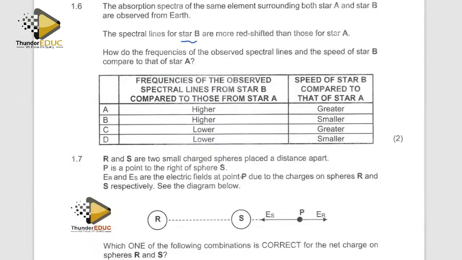The spectral lines from star B are more redshifted than those of star A. So how do the frequencies compare? With 1.6, I'll go with C, because the frequencies observed from B will be lower because the wavelength is higher. And then the speed is going to be greater.